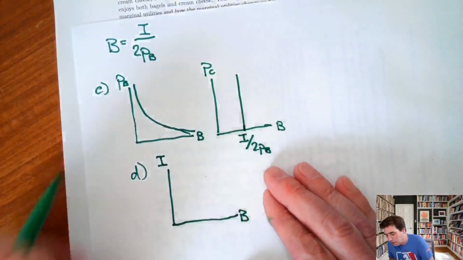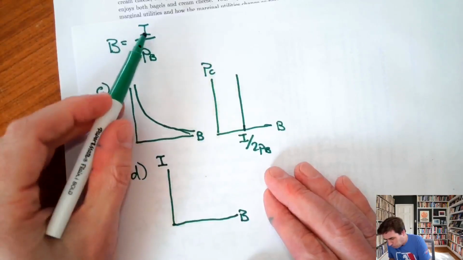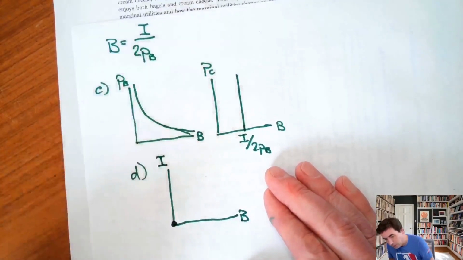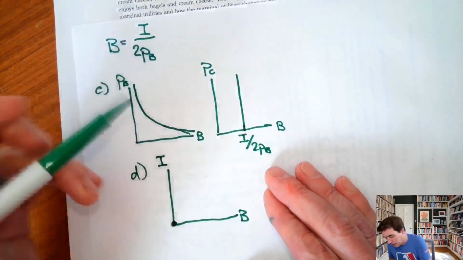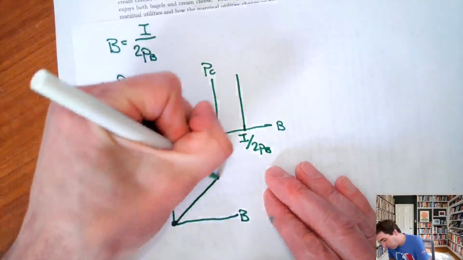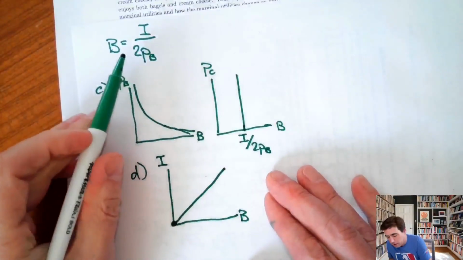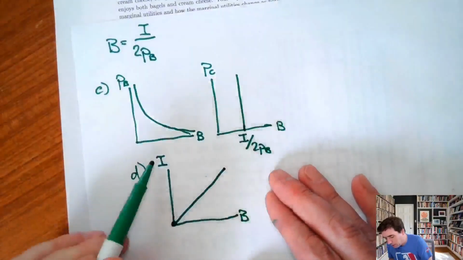All right. And so if I look at my demand equation here, when income is 0, quantity is 0. So my Engel curve starts here. And then B is linearly related to I. So it's just going to be a straight line. But now I need to know the slope. Here's where I want to be careful. I have B on the horizontal, I on the vertical.